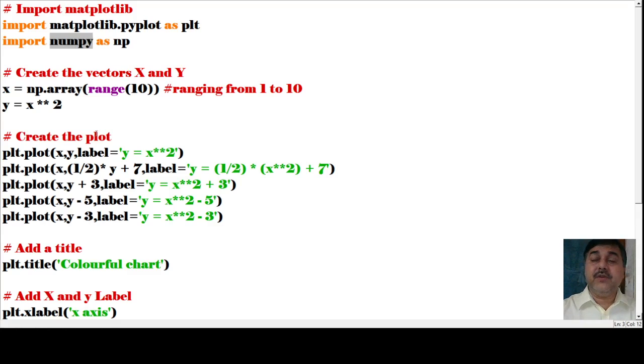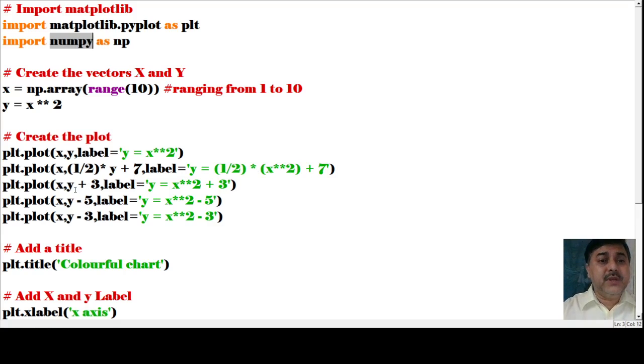So all these different values that are changing, plt.plot has been given here: x comma y, label equals y equals x into 2. Now plt.plot x comma 1 by 2 into y plus 7. Okay, so this is the value for the particular y label. The y label value is y equals 1 by 2 into x into 2, that means power, plus 7.